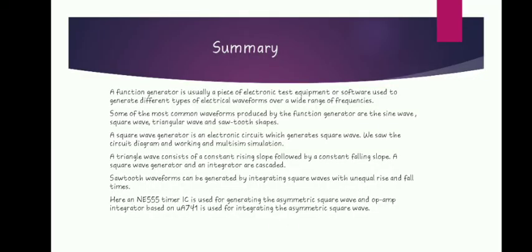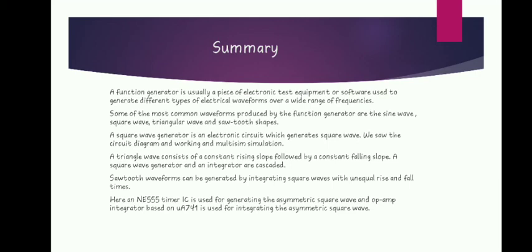So let's summarize the things we've seen in this video. A function generator or a waveform generator is electronic equipment used to generate different types of electrical waveforms over a wide range of frequencies. Some of the common waveforms produced by the waveform generator are sine waves, square waves, triangular waves and sawtooth waves. And we saw about the square wave generator briefly.